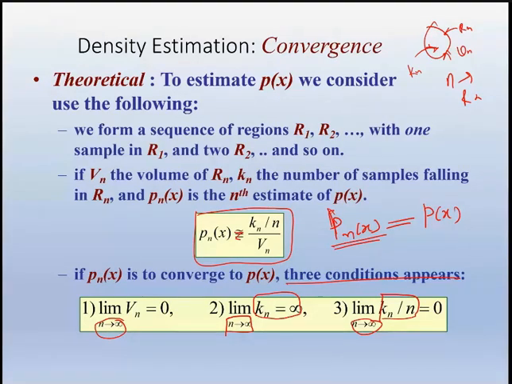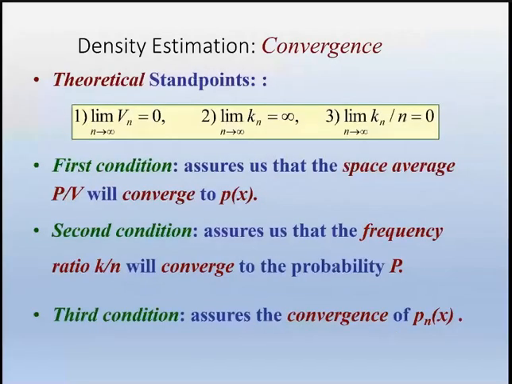The meaning of this is that the first condition assures us that the space average P by V will converge to P of x. So this is the required condition when you want the estimation equal to the real density. Now the second condition assures us that the frequency ratio k by n will converge to the probability p. So I should have a sufficient value of Kn in my bin.